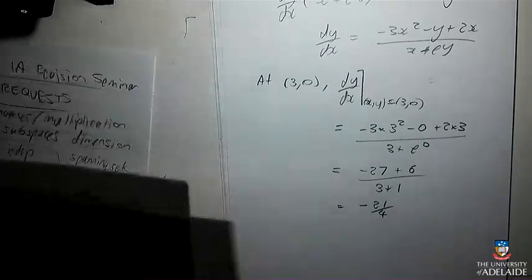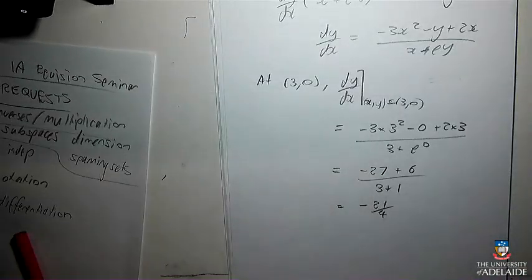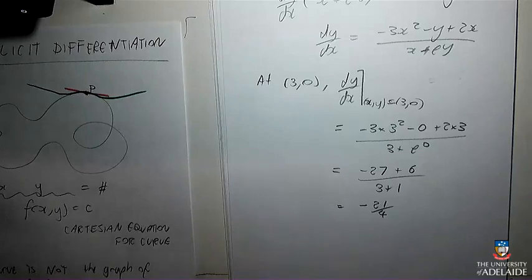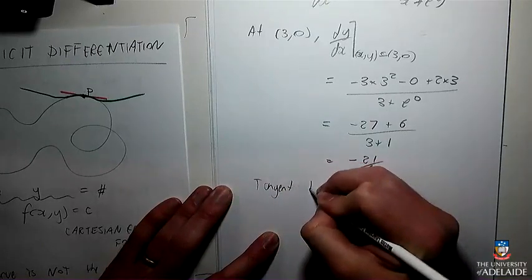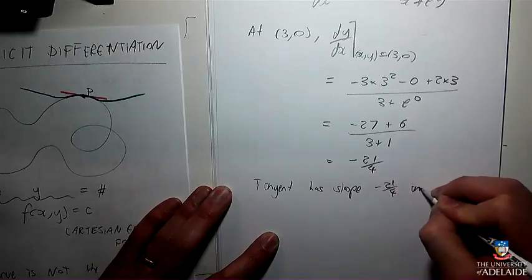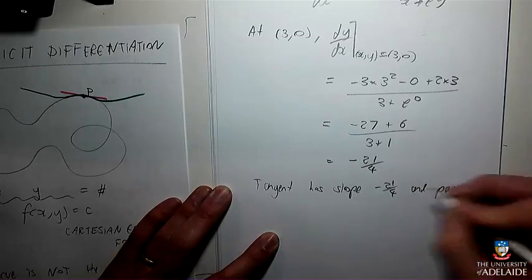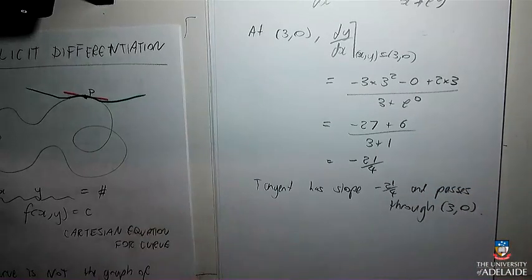Now, just a second, what did I ask myself? Find the equation of the tangent. Okay, well, I found the slope of the tangent because the derivative is the same as the slope of the tangent. If I want the equation of the tangent, I'm going to need to find a line of this slope that goes through the point 3, 0. So the tangent has slope minus 21/4 and passes through the point 3, 0.